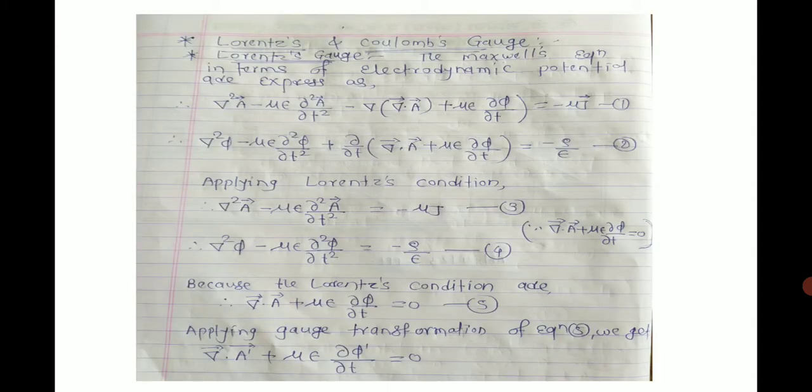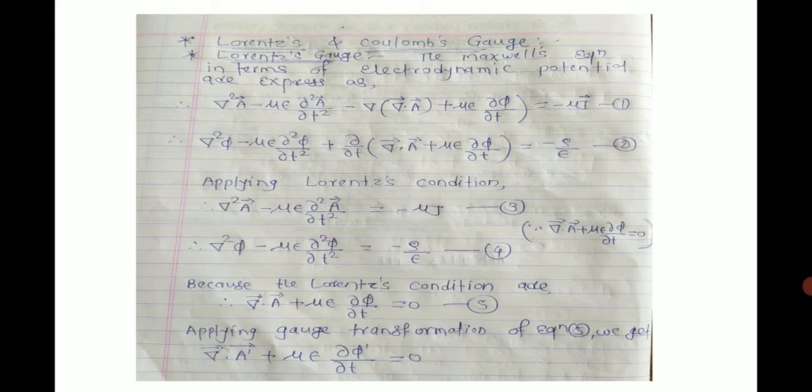Student, in the previous two videos, we discussed the inhomogeneous wave equation and gauge transformation. In this video, we will discuss the next point, that is the Lorentz and Coulomb gauge. Let's see firstly the Lorentz gauge.